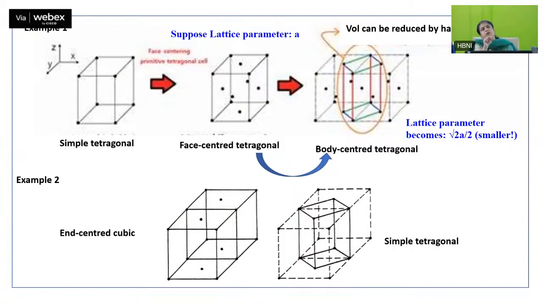So now you have seen how, by virtue of the possibility of obtaining a smaller unit cell, I can negate some of the combinations forming the Bravais lattice. Similarly, example two is end-centered cubic. That end-centered cubic can actually be represented by simple tetragonal. That is how, even though we have seven crystal systems and four lattice types, yielding 28 Bravais lattices, in reality only 14 Bravais lattices exist, because the rest of them either are not allowed by symmetry or can be represented by a smaller unit cell.